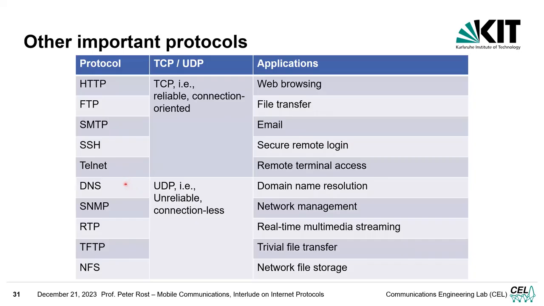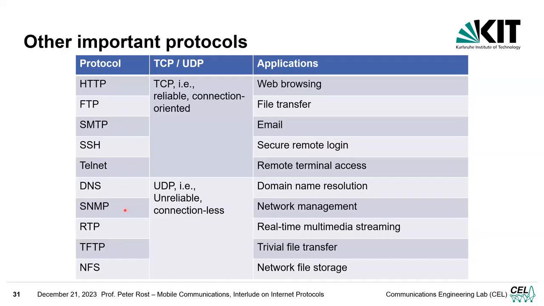And then based on UDP, we have DNS, so domain name resolution. So the question is, how do you learn which IP address you have to connect to? And for this, DNS is used. Yeah? So if you enter, for instance, in your web browser, kit.edu, then this URL is first sent to a DNS server, and then this DNS server will tell you what the actual IP address of this URL is.